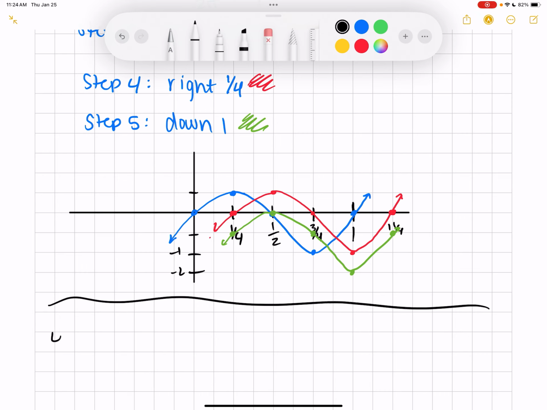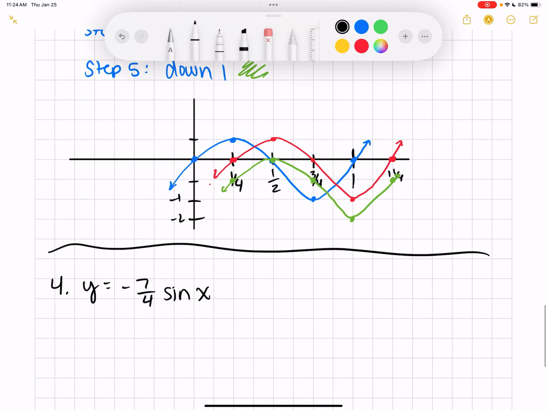So for y equals -7/4 sine of x, what is the amplitude? 7/4. And since this one has a negative, what else is happening to this graph? It's reflected. So if we were to graph this, these ones don't tell us to graph it, but basically, where the point for sine would start at 0 and go up, we would start at 0 and go down. It's just flipping it over the x-axis.